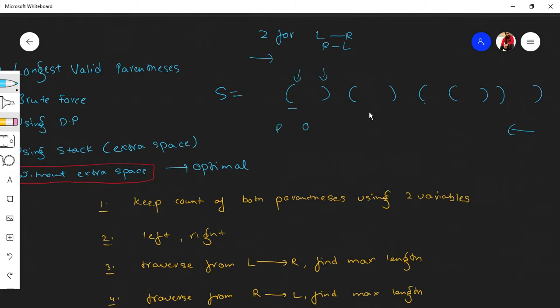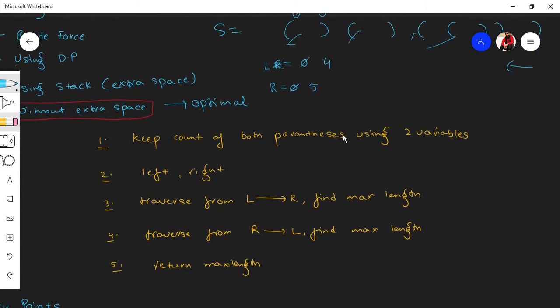The opening parenthesis count I'll be storing in left, and the closing parenthesis count I'll be storing in right. So I just need to store the count. If I go through it, the count will be one left, one right, then two left, two right, three left, four left, three right, four right, and then five right. Overall the count will be five right and four left. That's how we'll be traversing.